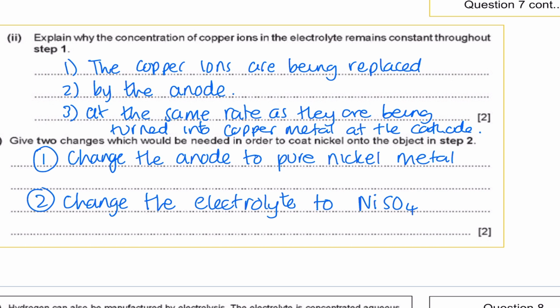If you weren't sure what charge nickel had on it, then just write the words nickel sulfate and you'll still get the mark. If you weren't sure what the charge was because it was a transition metal, just write the name. Don't take a guess at the correct formula if you're not sure. And that's it.